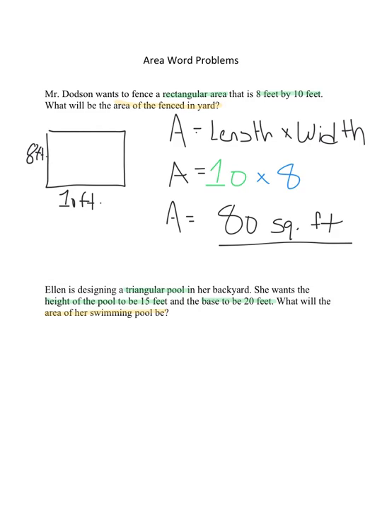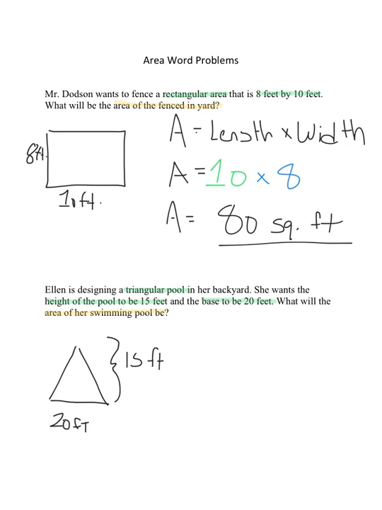Before we use our formula, it's always helpful to draw a quick sketch. So I'm going to draw a triangle because we're dealing with a triangular pool. I know the base is 20 feet, so I'm going to add in 20 at the base. And I know the height is 15 feet. I'm going to add in 15. So a quick sketch just to help me see this problem, visualize this problem.